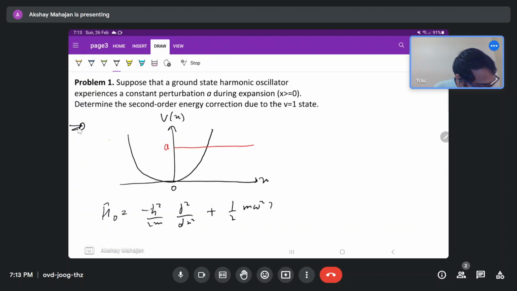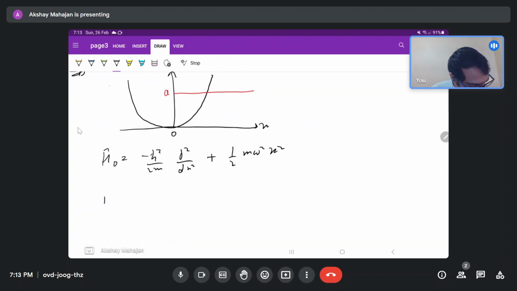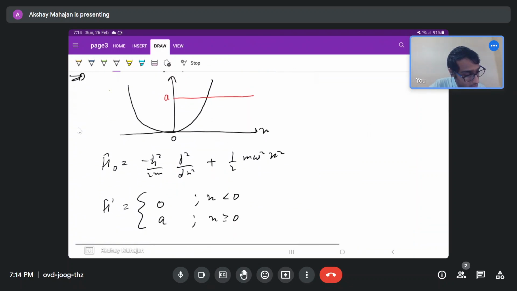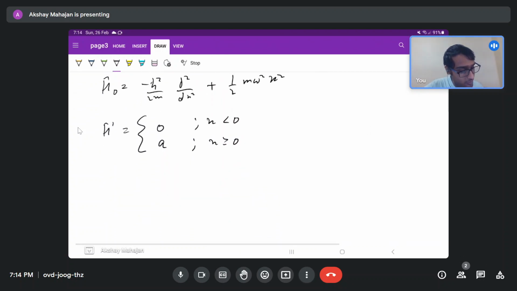Right. This is our H cap, and our H cap prime is basically 0 for x less than 0 and is equal to just a constant A for x greater than or equal to 0. So here this is a constant potential. Now in the question we have the second order energy correction due to the v equals 1 state.